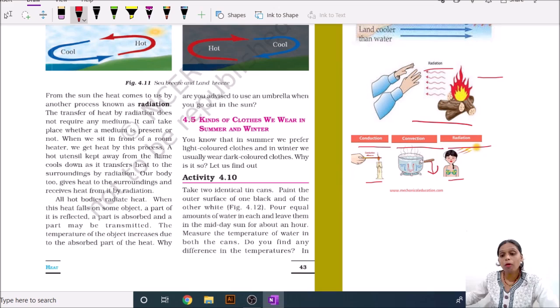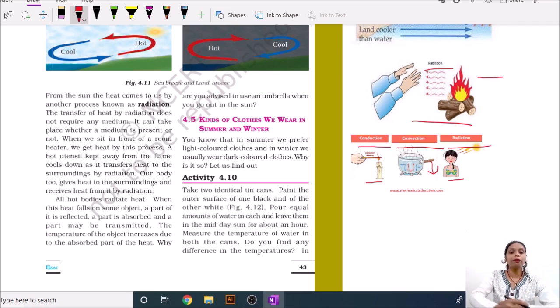For example, whenever you go out on a sunny day, you will feel sweating come on you. Then what is this? This process is called the process of radiation.